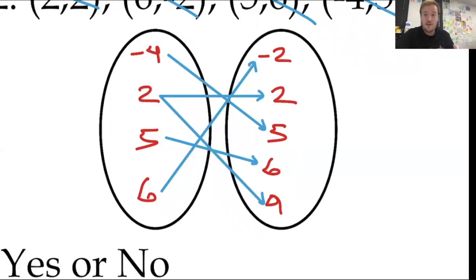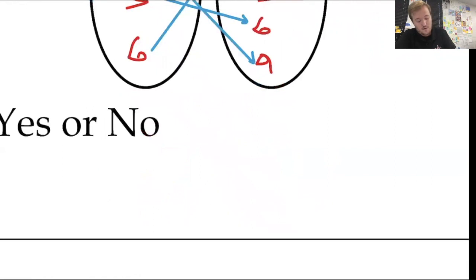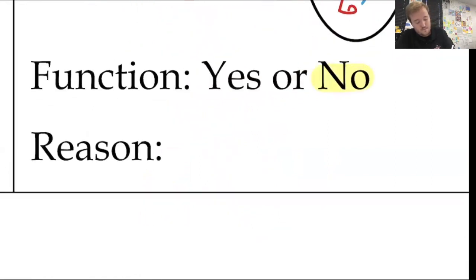So now we need to determine if this is going to be a function. So once again, look at your left oval, and you want to see if you have more than one arrow coming from any of those values. So if you look at -4, we only have one arrow. If you look at 2, we have 2 arrows. So automatically right there, it's not a function. Not a function. The reason: x = 2 repeats.